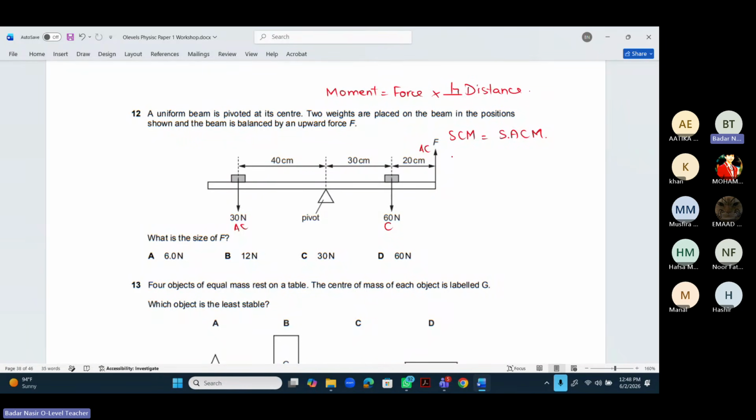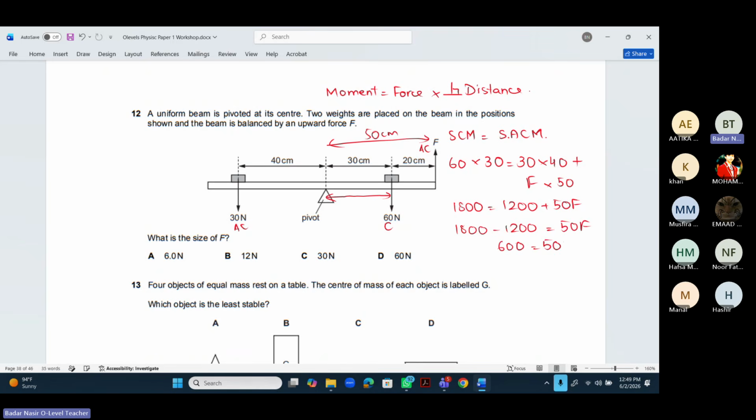So this force of 30 newtons is first of all clockwise, 60, and its distance is 30. And on the anti side there is a 30, and its distance from the pivot is 40, plus this force F, whose total distance from the pivot is 50. So 6 3s are 1800, and 3 fours are 1200 plus 50F. 1800 minus 1200 equals 50F. This gives 600 equals 50F, and 600 divided by 50 is 12 newtons. So 12th is B.